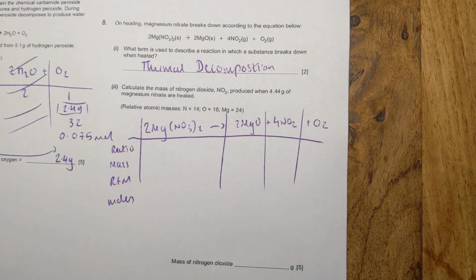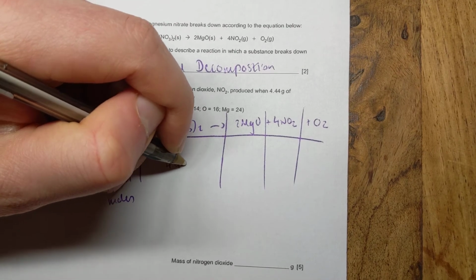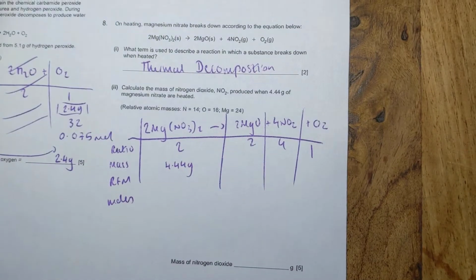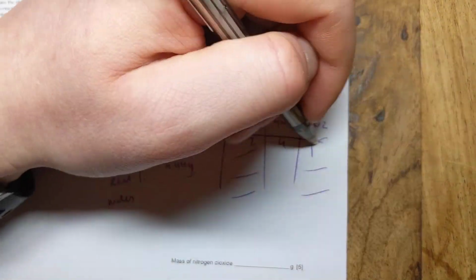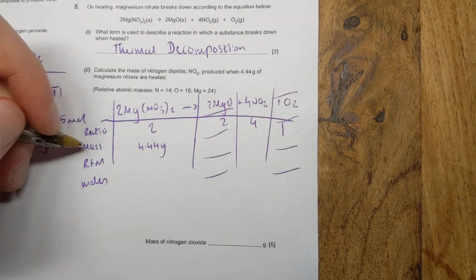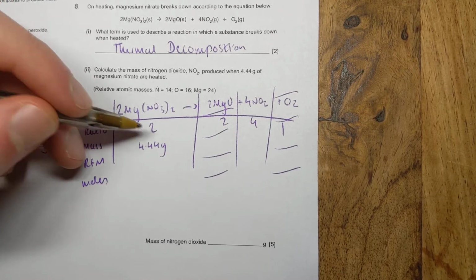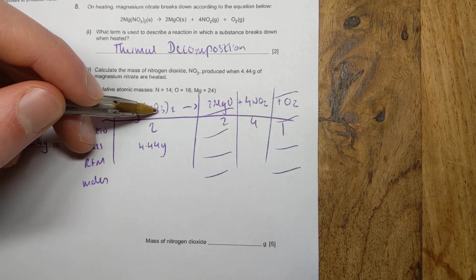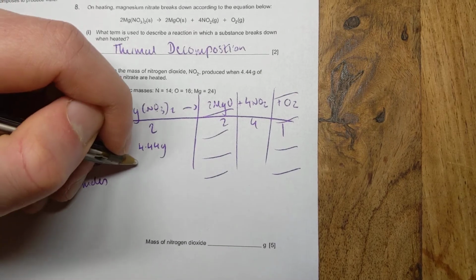So if I look at what I've got, 4.44 grams of magnesium nitrate. The ratio across the equation is 2 to 2 to 4 to 1. It wants the mass of nitrogen dioxide, NO2, so ignore magnesium oxide, ignore oxygen as well. Need to work out the moles first. So moles is mass over RFM. Need to work out the RFM of this. Ignore the big 2 because it's just a balancing number. So 24 plus, inside the brackets, 14 plus 3 16s, twice. Gives me an RFM of 148.